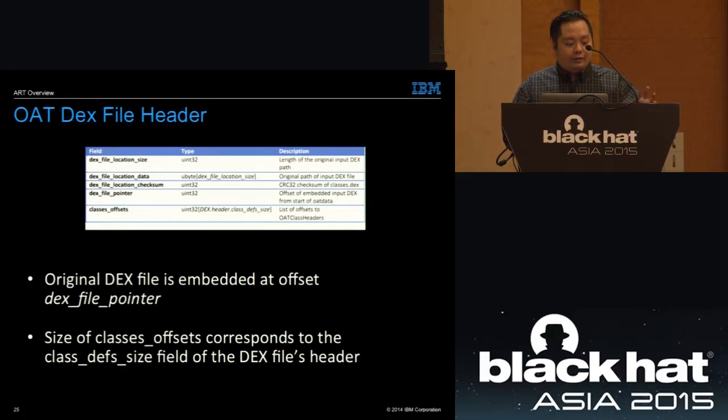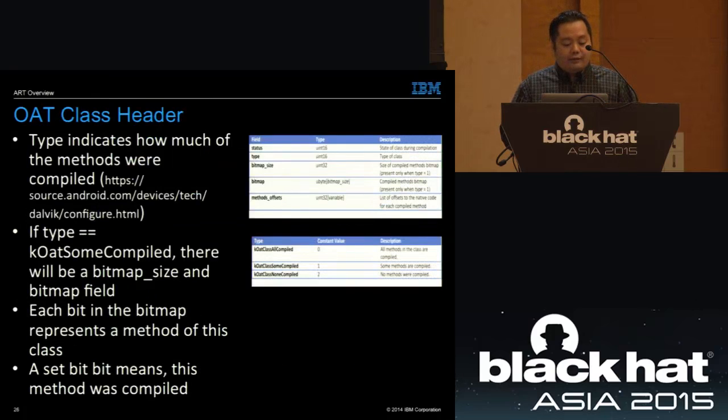Now, I mentioned earlier that it's nice to have the original embedded dex file inside the oat. The reason for this is the following: this field, the classes offsets field, is a list of offsets to the oat class headers, and the length of this list is the class defs size field of the dex file header. So you can use the embedded dex file header to parse the classes offsets field. Each class offset points to an oat class header.